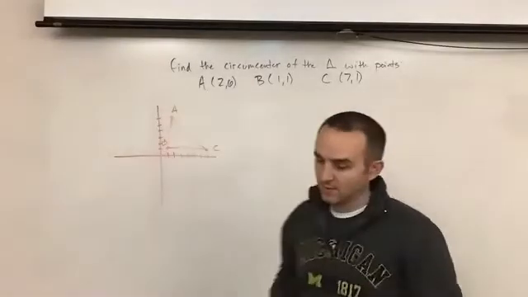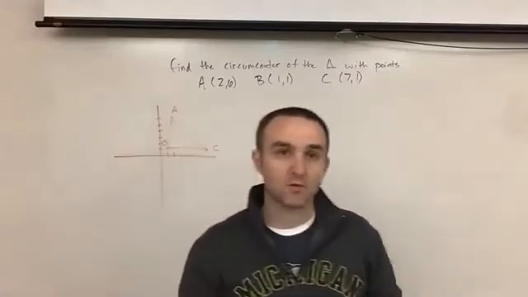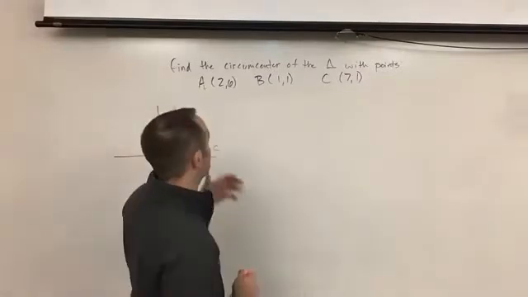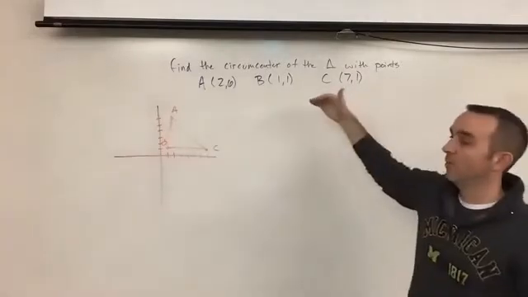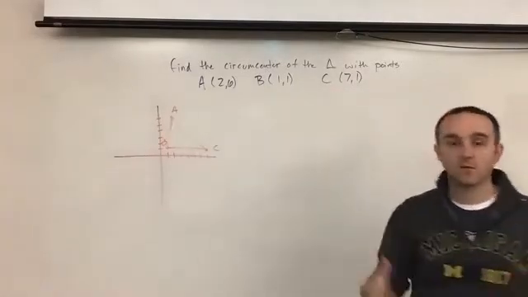All right, guys, we're looking at the second example in 6.2. So this is talking about finding the circumcenter, and specifically finding the circumcenter of the triangle with given points. We need to find the ordered pair.